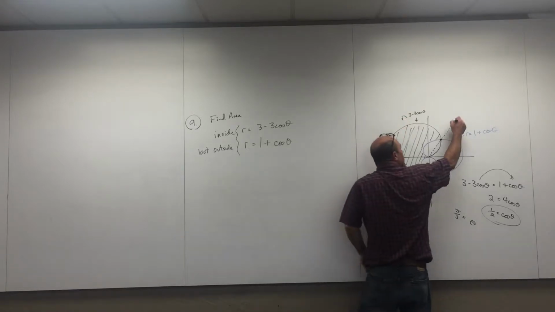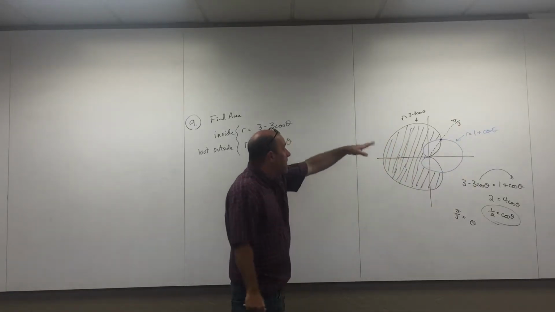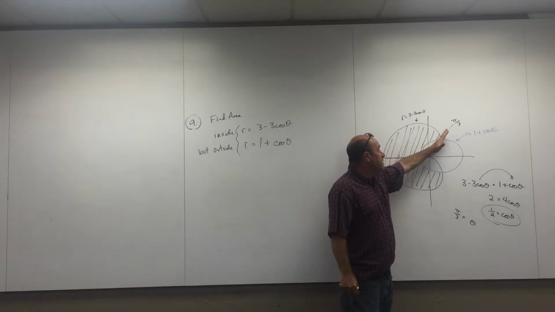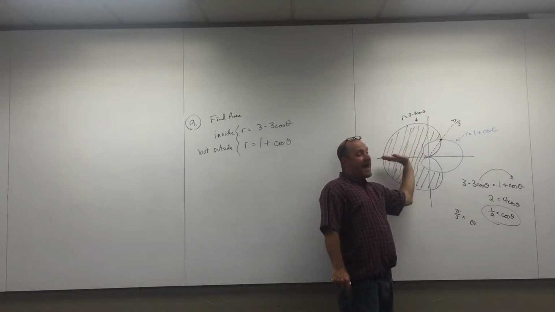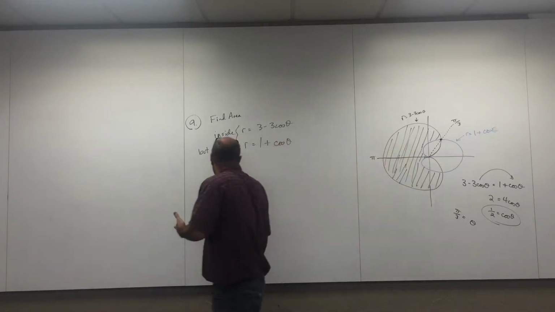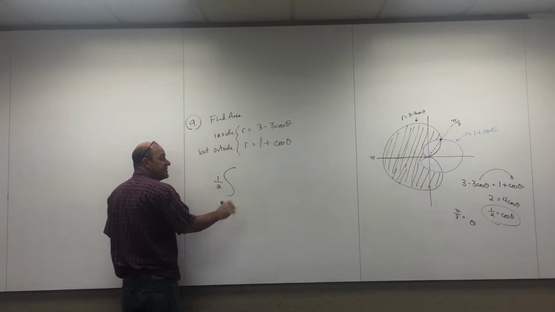So I just discovered this is pi over 3. All right, so I think I want to integrate. I want that black area there. I think I want to integrate from pi over 3 to pi, and then double it. I mean, there's a couple ways. That's what I decided. I kind of think there's a half in front of this integral.